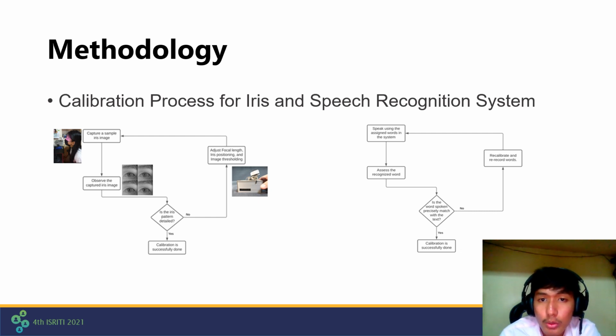we'll be needing to speak the assigned words in the system and assess these recognized words. If this was recognized by the system accurately, then the calibration is successfully done. But if not, we need to recalibrate and re-record words. So when recalibrating words, we need to use synonymous words or alternative words that could be easily pronounced by the user or easily recognized by the system.